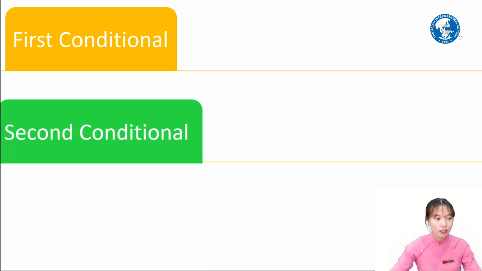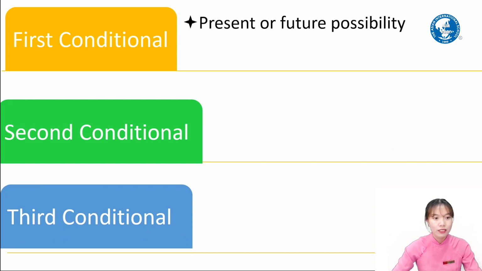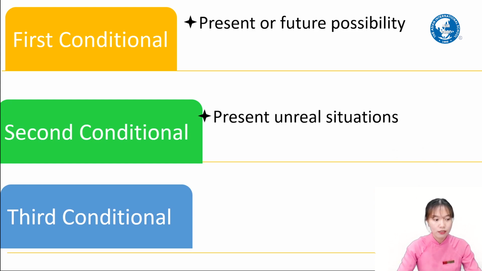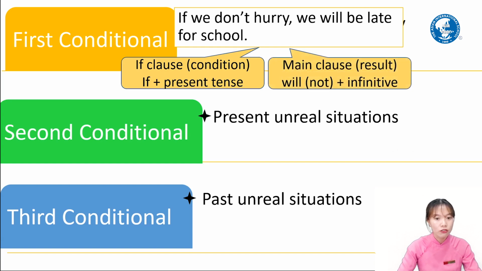In conclusion, today we have learned about the first conditional, second conditional, and the third conditional. For the first conditional, it's about the present or future possibility. The second conditional is about the present unreal situations. And the third conditional is about the past unreal situations. In the first conditional, the if clause is the condition and the main clause is the result. In the if clause, the main verb should be in the present tense. And in the main clause, the main verb is in the will and infinitive form.